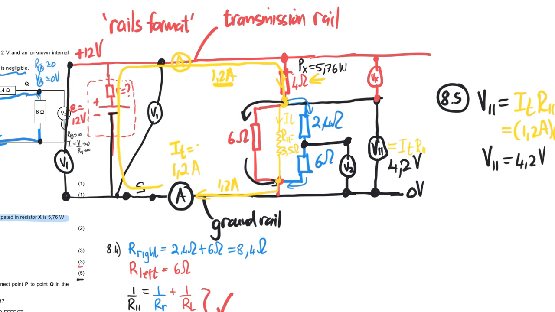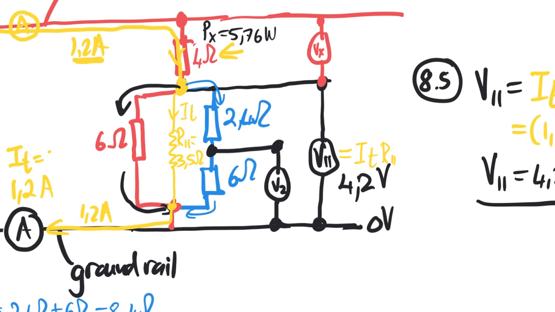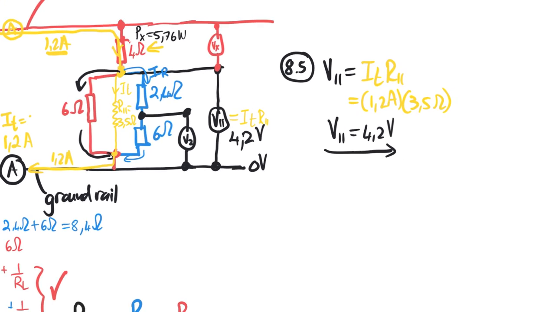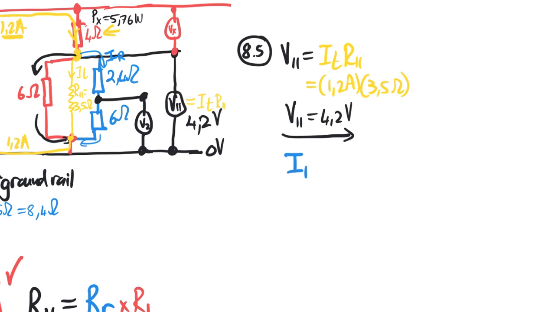Now that we have V parallel, we can now work out, let's call this I right. So this current here, we're going to call I right, because that's what we want. If you've got a diagram, it's okay if you add symbols, as long as you explicitly show it on your diagram. So I right is going to be V parallel over R right. Now we've worked out R right, so I right is going to be V parallel, which is 4.2 volts.